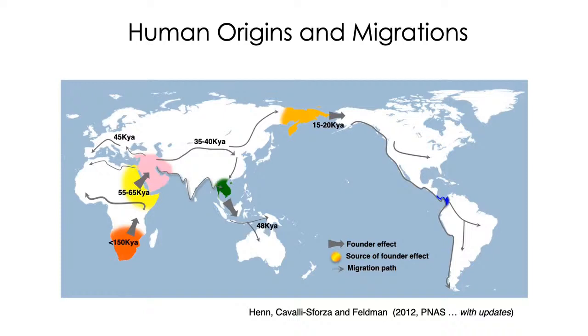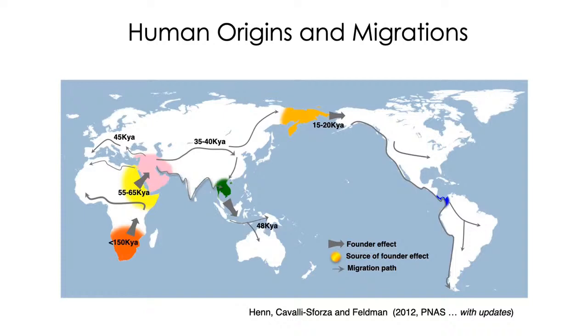But then we can also use subsequent variation among contemporary populations to estimate both historical and contemporary population size, as well as migration patterns. So this is a map we put together quite a few years ago, which has now been updated slightly. But it argues that essentially we have an origin in Africa, potentially somewhere in southern Africa, 150,000 years ago. Then this population expanded into other regions of Africa.